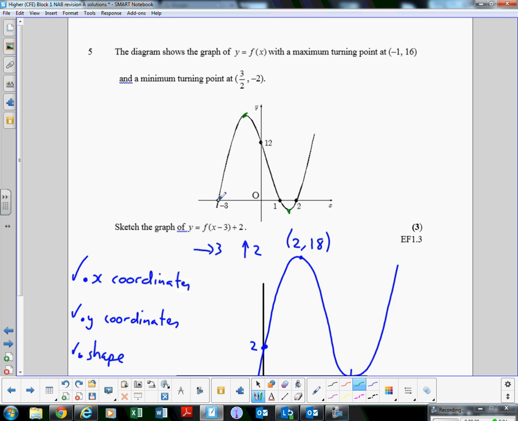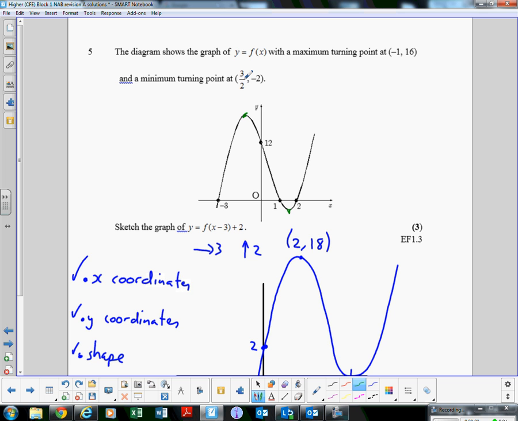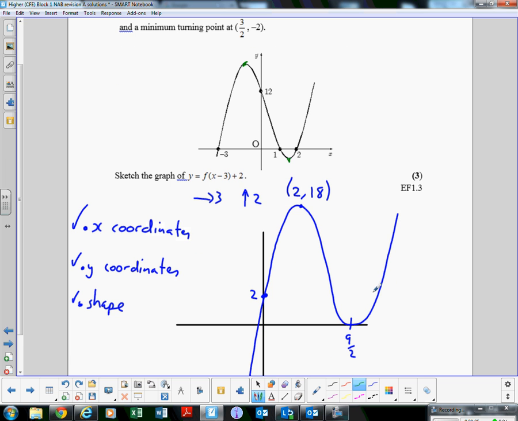So our -3, 0, 3 along and 2 up, will now pass through 0, 2. Our maximum turning point, -1, 16, will move 3 along, which goes to 2 along, and 2 up, so 16 up to 18 up. Our minimum turning point of 3 over 2, or 1.5, comma -2, moves 3 along, so it'll go to 4.5, or 9 over 2, because we do like top-heavy fractions in Higher Maths, and it will move up from -2 to 0. So it'll actually be an x-intercept or a root.